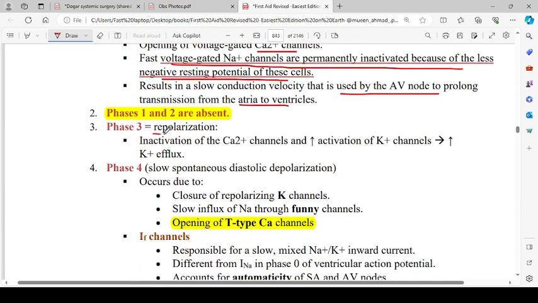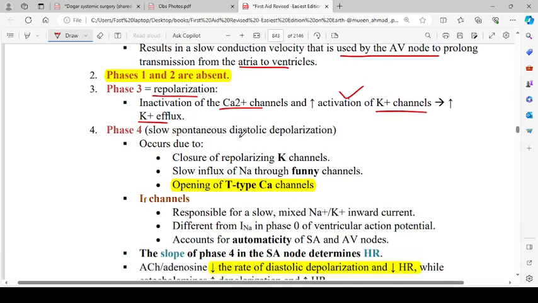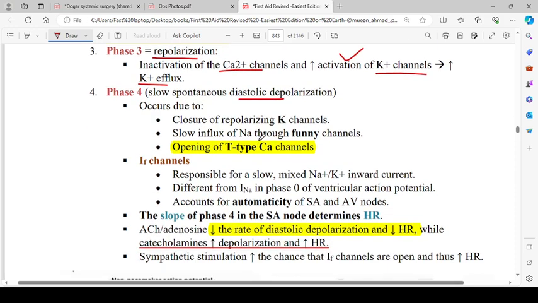Phase 3 is repolarization, inactivation of the calcium channels and increased activation of the potassium channels, and there will be increased potassium efflux. Phase 4 is slow spontaneous diastolic depolarization, and that occurs due to closure of repolarizing potassium channels, slow influx of sodium through the funny channels, and opening of the T-type calcium channel.